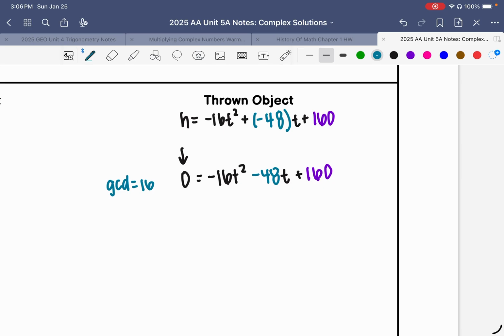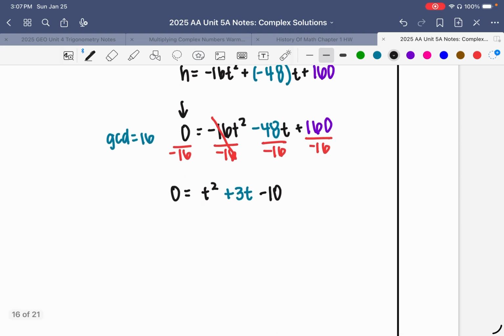So I'm going to divide by negative 16 first. That way I can turn that t squared into a positive value. And even the 0 is going to get divided by 16. That way we can just cancel it all the way out. Now this quadratic is a lot simpler, and I am going to try to factor this.